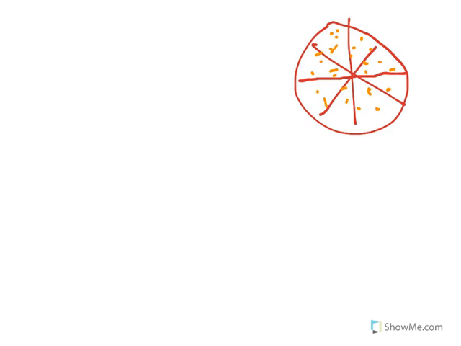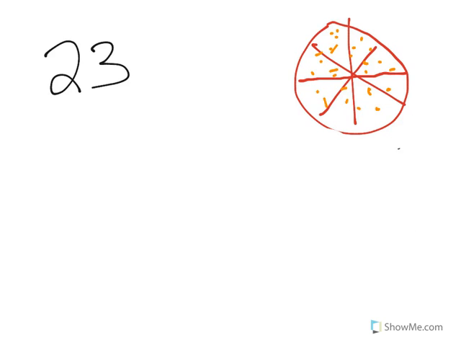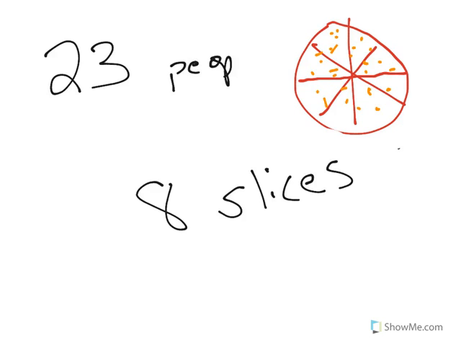You are going to invite over about 23 of your closest friends. That's a big party, yes. You're going to bring over 23 people. And each of these pizzas has 8 slices. The question is, if you want everyone to have one slice of pizza, then how many pizzas are you going to need to buy?